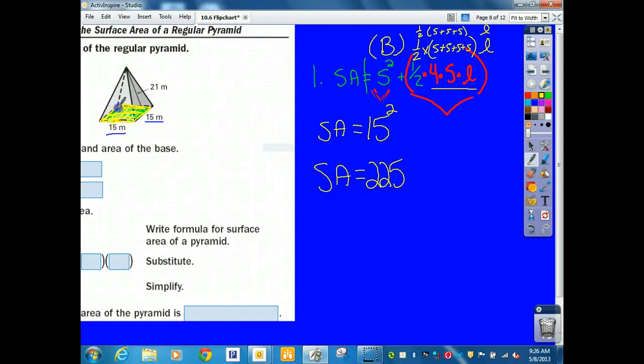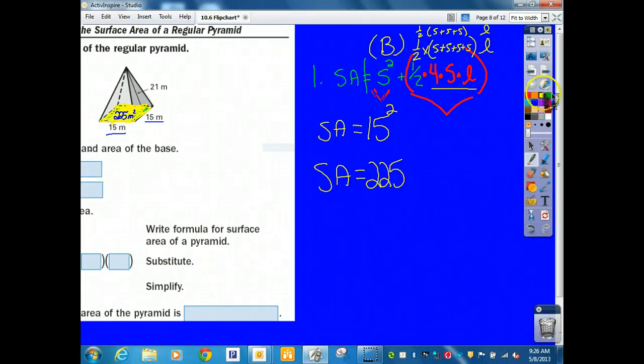So I'm already done now. I've already found the surface area of my base here. It's a square. My surface area of that is 225 meters squared. That's what we just figured out by that part of the formula. Now we need to find the surface area of, how many sides does this pyramid have? 4. All right, so let's figure out the rest of this equation now.